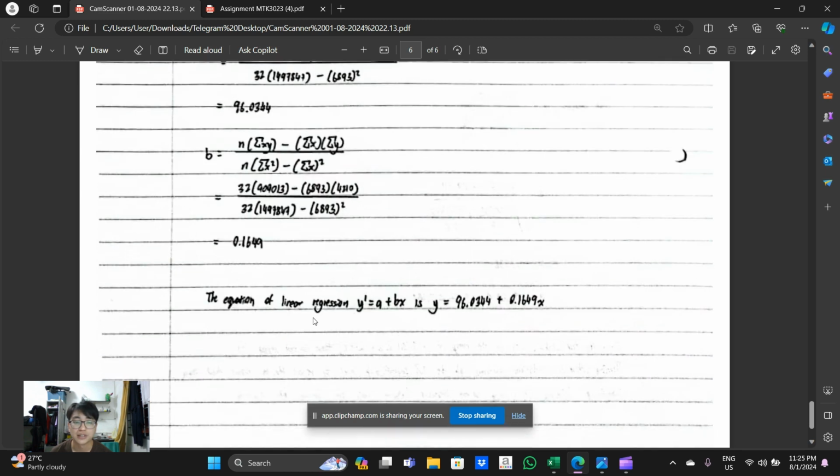So the equation of the linear regression is y equal to 96.0344 plus 0.1649x. So pretty much that's all from my assignment.